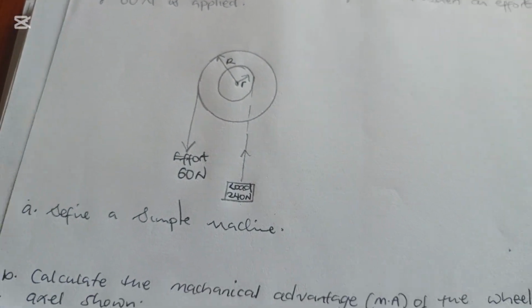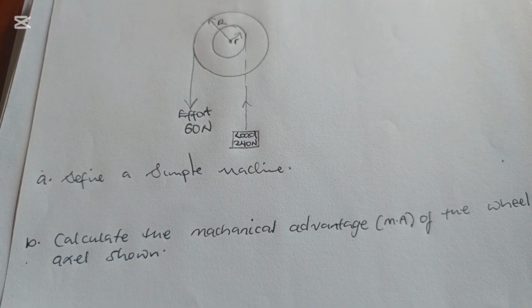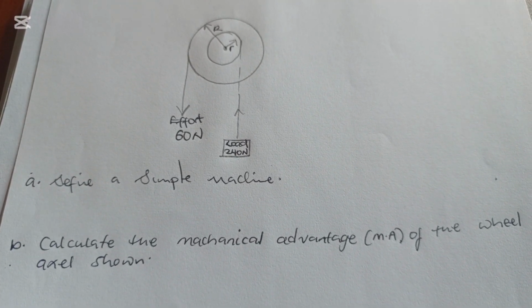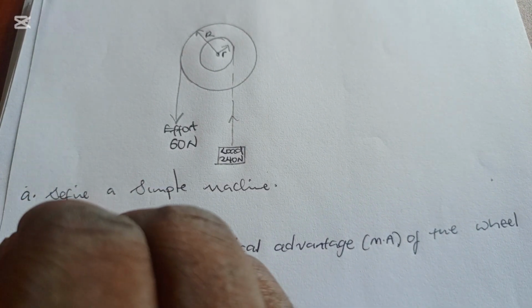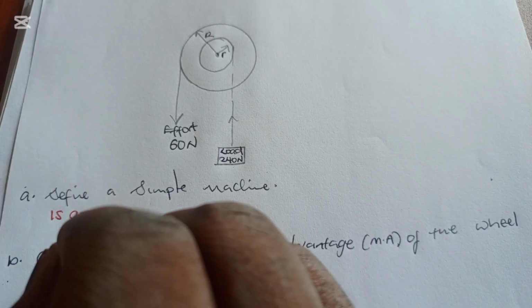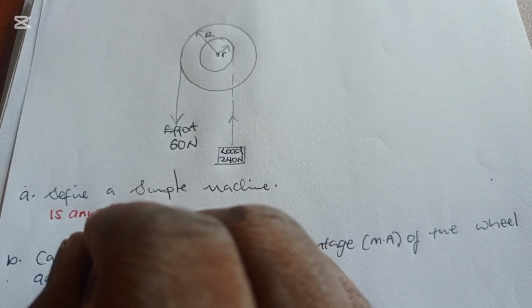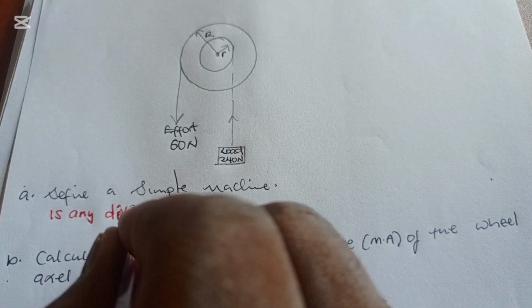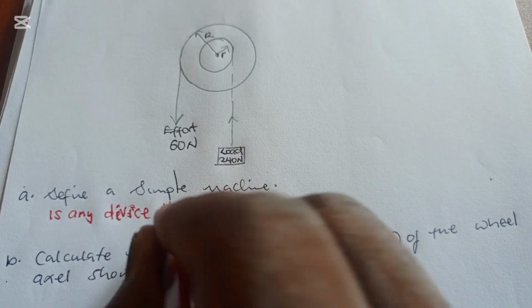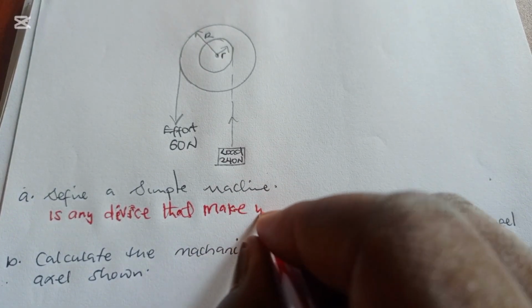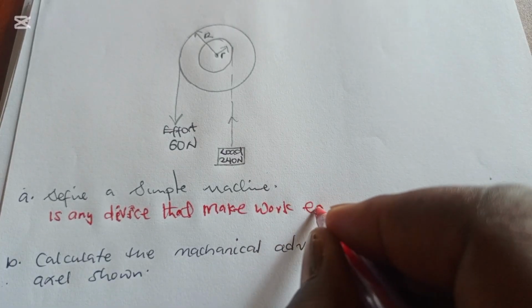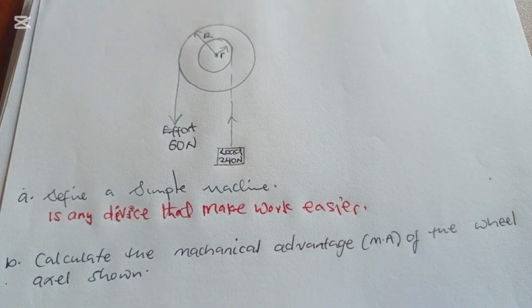So question A is saying, define a simple machine. So talk about a simple machine. A simple machine is a device that makes work easier. So a machine is any device that makes work easier. So that is what equates to a simple machine.